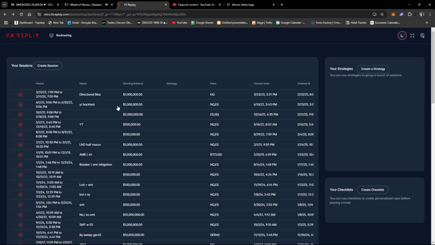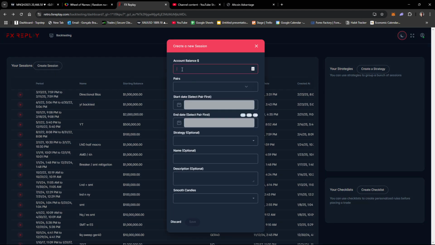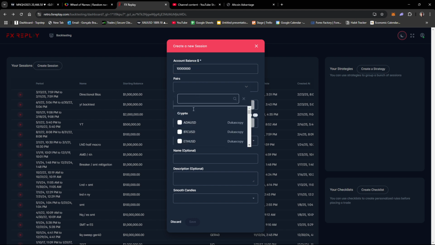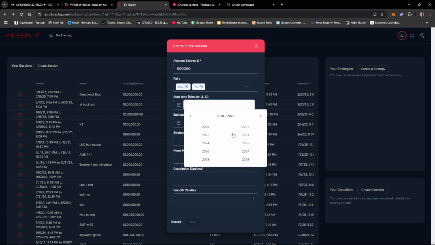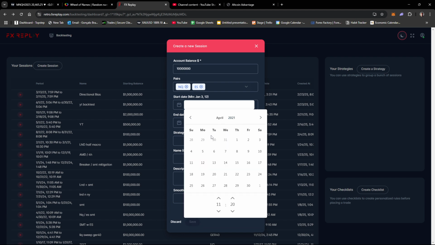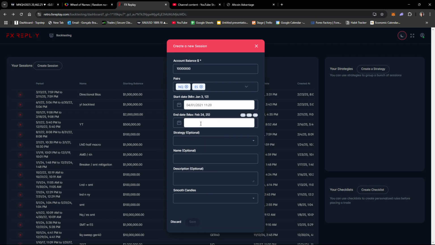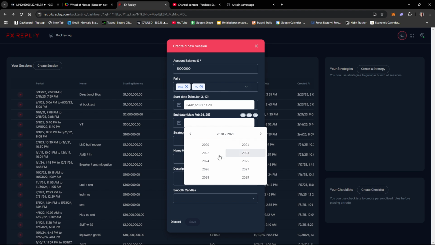So we're using FX Replay. You see here, I use it all the time. This will allow us to really refine our systems and go and test the historical data as if we're looking at it today. So the pair is NQ. The ES is for correlation. The date is 2021, April. Start from the beginning. Make it fair. 2021. Let's see what we get.